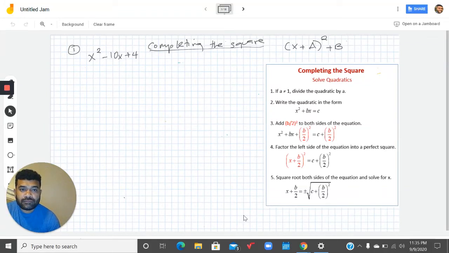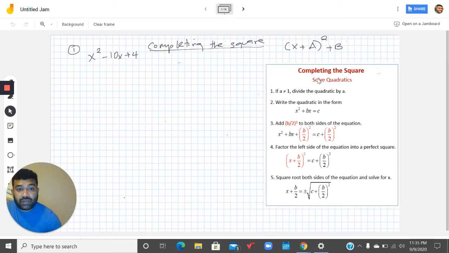Completing the square, we have x squared minus 10x plus 4. And then if we look over to the right, we can see that I have a note attached that gives you, let's say, the 5 steps on how to work on this problem using completing the square and solve.